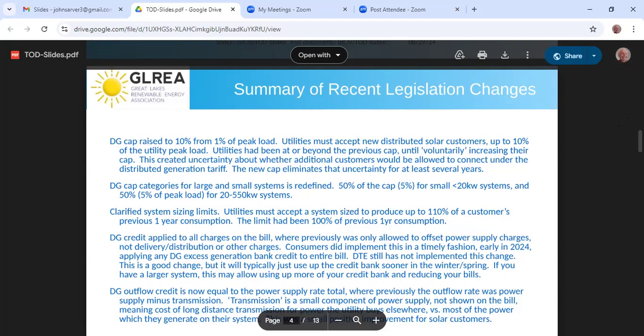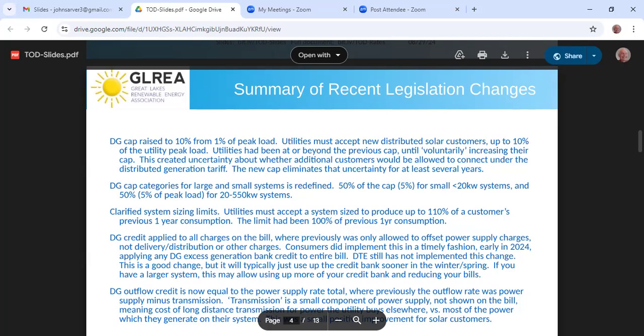The limits on how big a system you can have were clarified. Some people would have trouble when they said, I want to have a system of whatever size, and the utility would hem and haw. Now you can have a system that will produce 110% of your previous usage. Previously, I think they said 100%, but it seemed to be a little bit up to the utility.